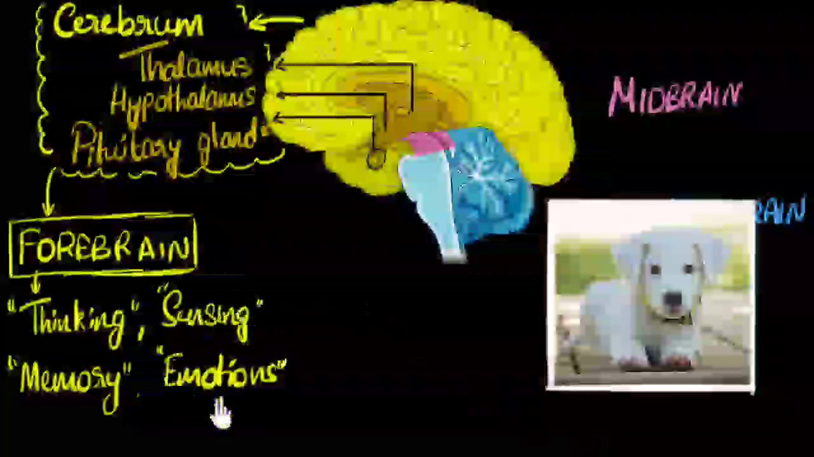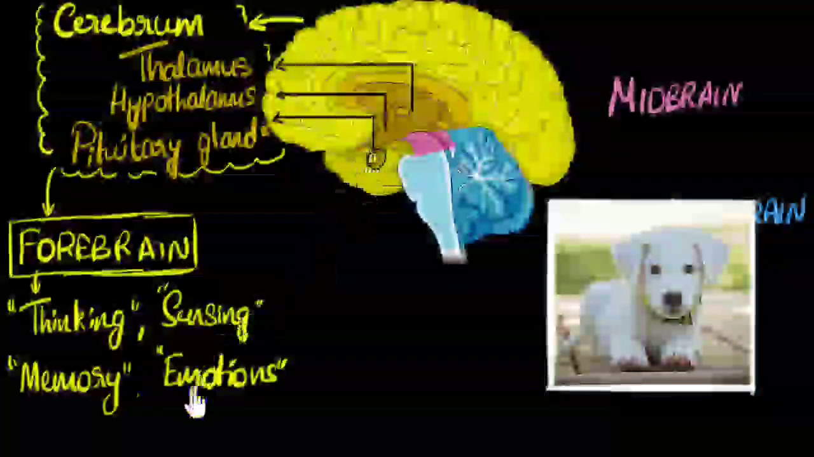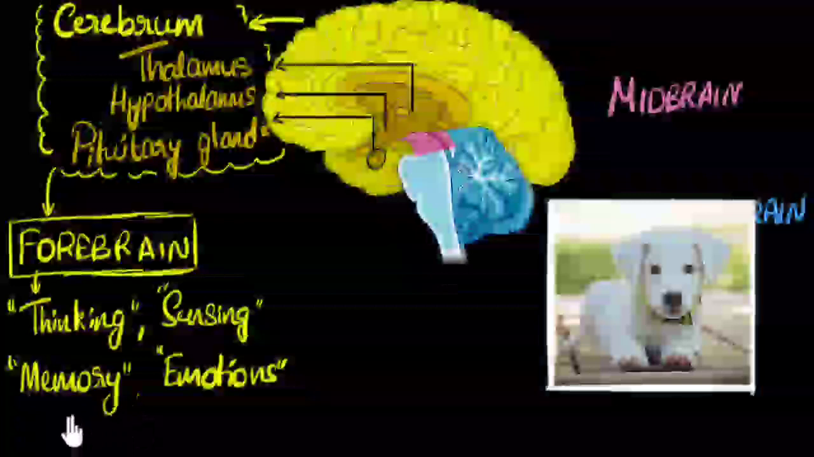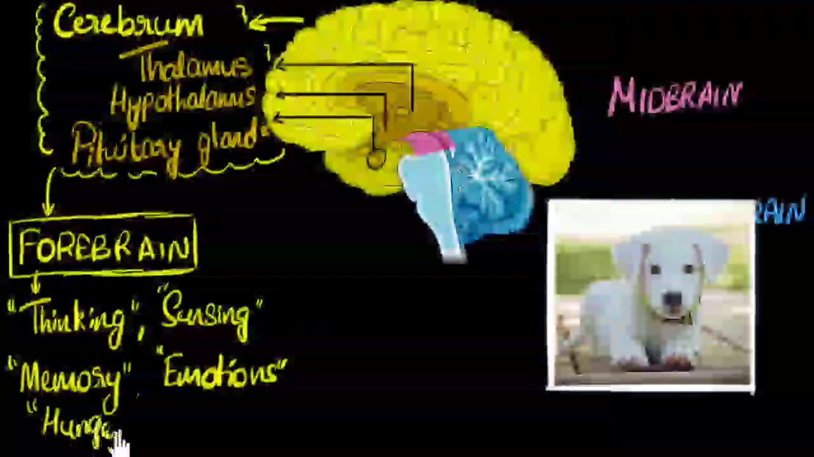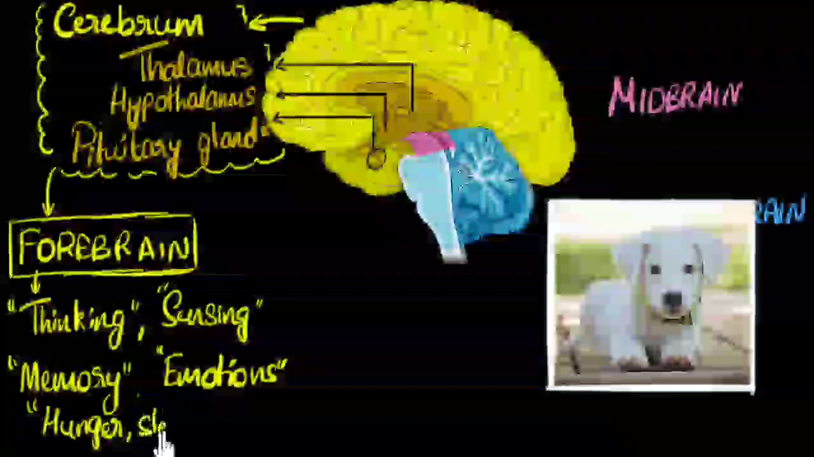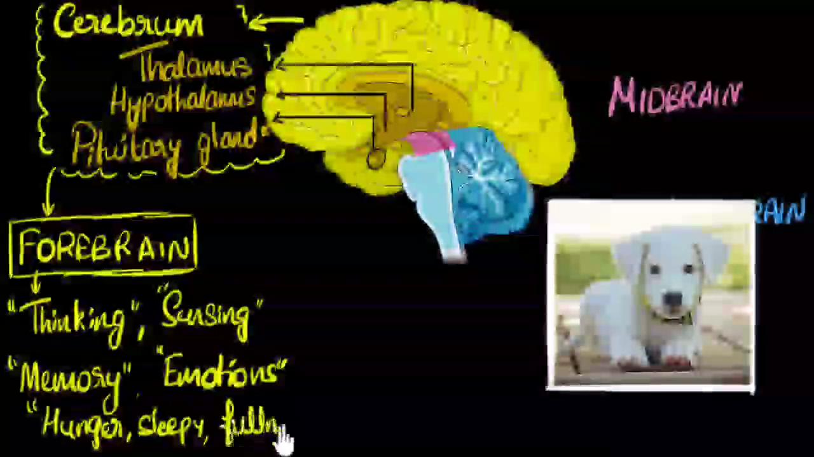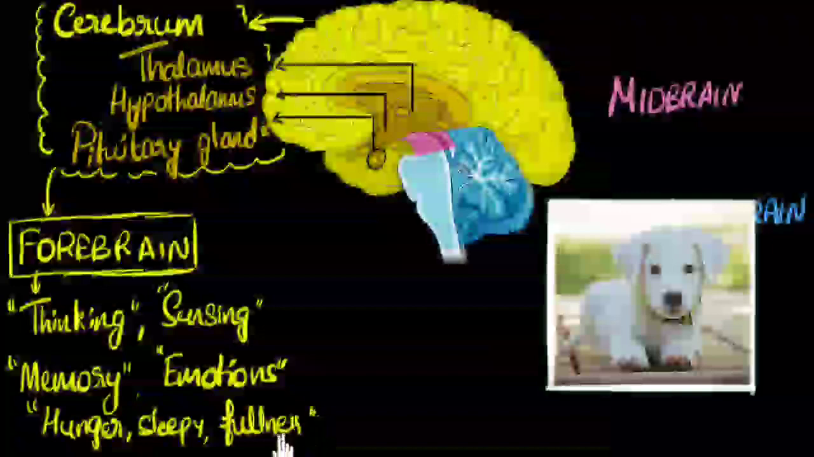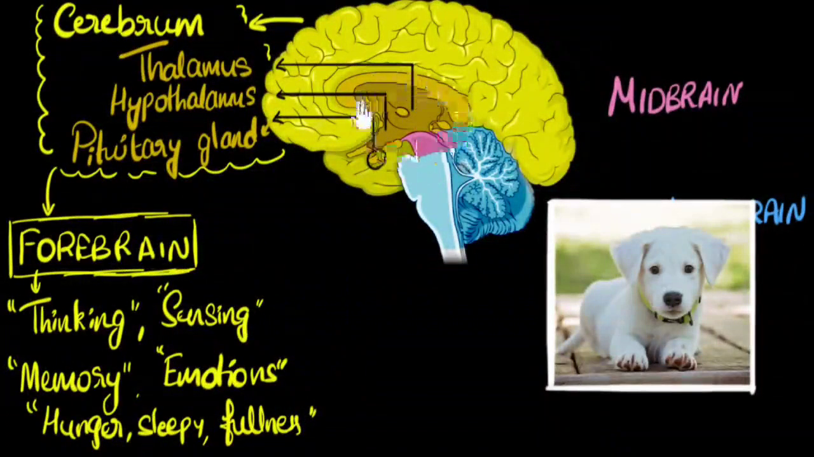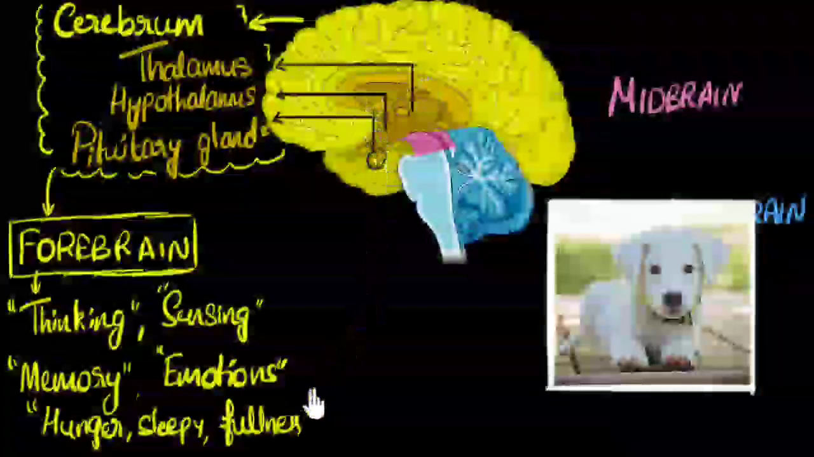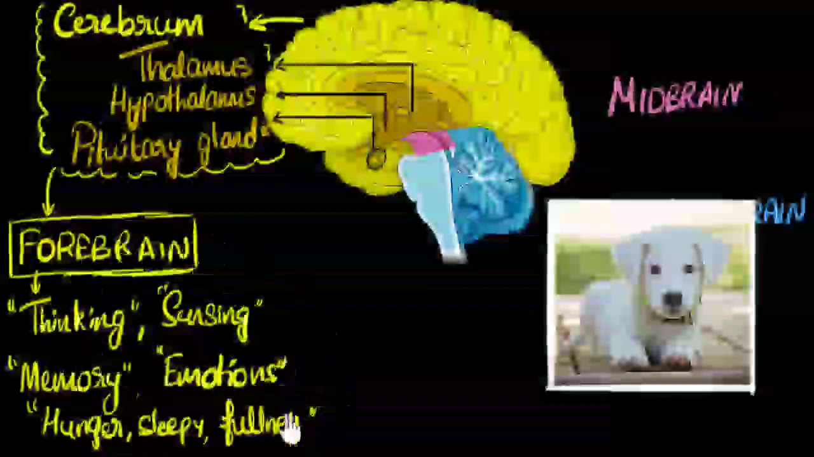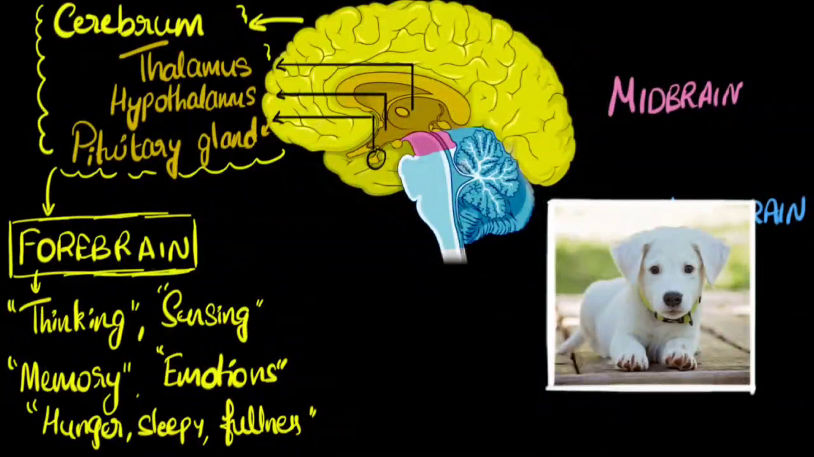All right, now besides these, there are also other things that the forebrain does. Some of the feelings that you get, like for example, the feeling of hunger, the feeling of being sleepy, thirst, or maybe, after you have finished a meal, the feeling of fullness. All of that also comes from your forebrain. Actually, that comes from this part of the forebrain, but we don't have to remember all those things. So these are some of the functions of your forebrain.